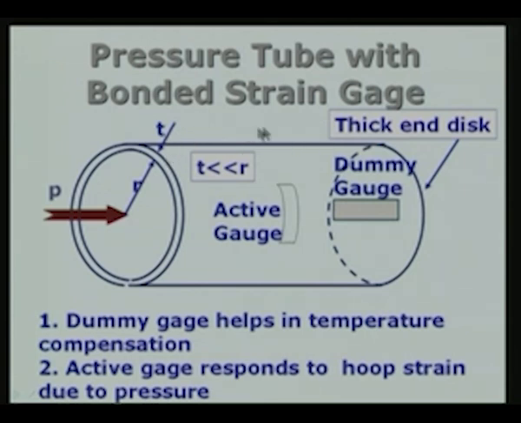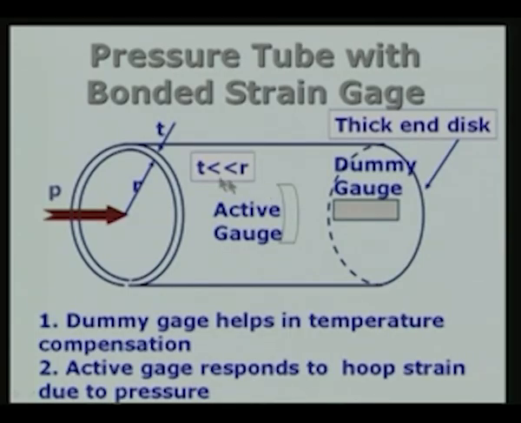So, what I will do now is to look at possible ways of arranging the strain gauge. Of course, after looking at this arrangement, we will try to see how to characterize the strain gauge and how it is used for measurement and so on. That will come later. So, one arrangement is to have what is called a pressure tube. A pressure tube is simply a short length of tube, as is shown here, of a thin walled construction.